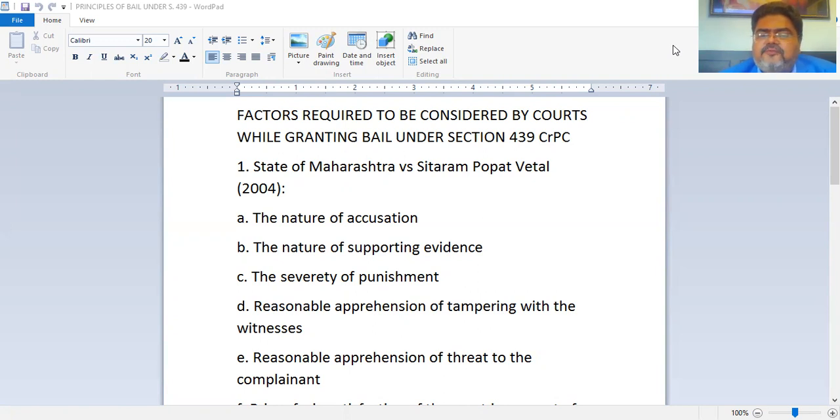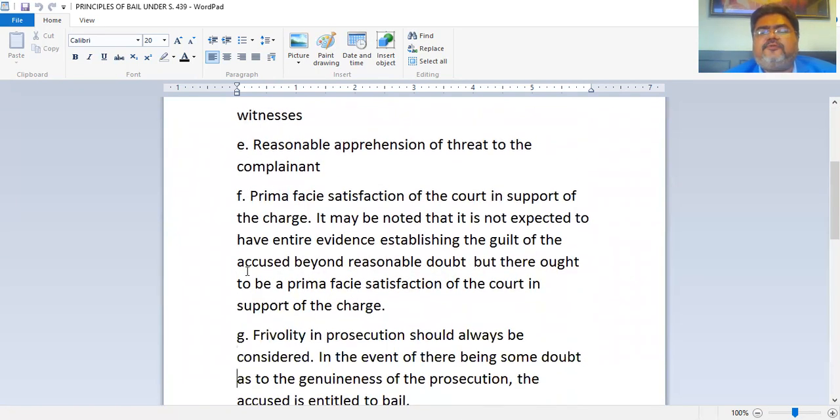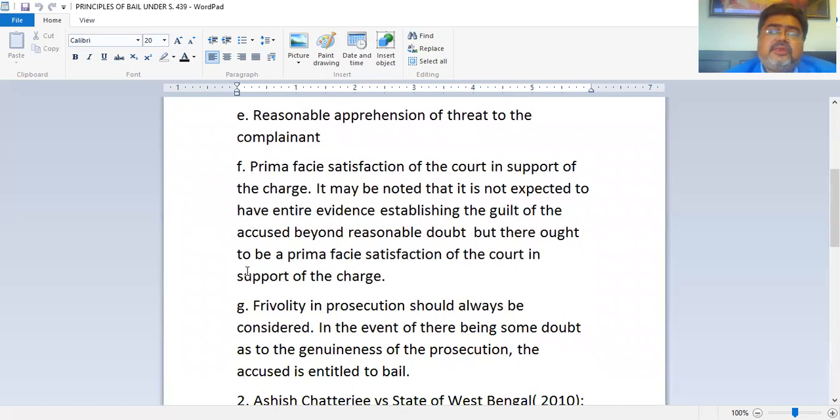Then, reasonable apprehension of threat to the complainant. If the accused will be a threat to the complainant, then obviously the whole course of prosecution may be ruined. So reasonable apprehension of threat to the complainant is also a factor to be considered. Then the next factor to be considered is prima facie satisfaction of the court in support of the charge, meaning whether the court is satisfied on the basis of prima facie evidence that the accused may have really committed the offense.